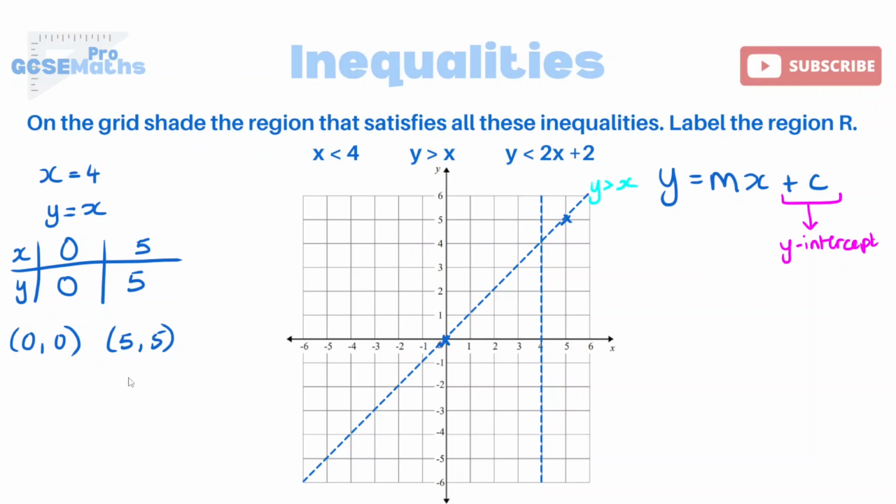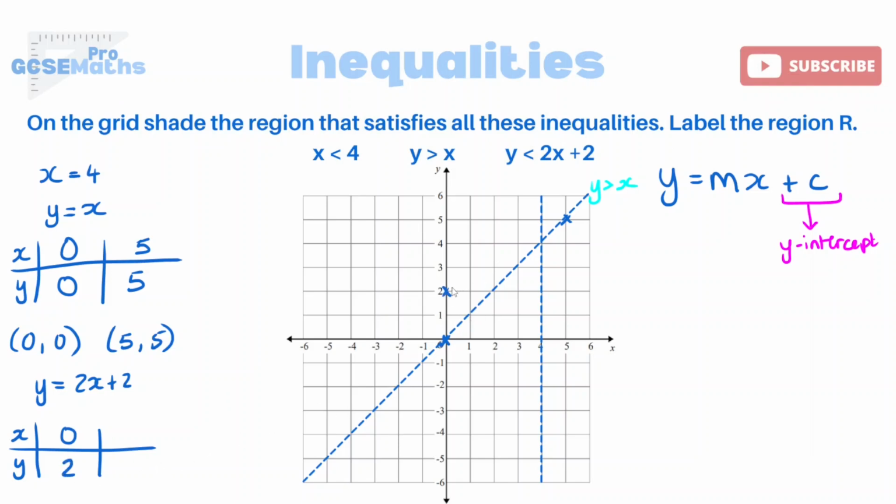And now do the same with the second one. So y equals 2x plus 2. You don't have to draw the xy table if you don't want to, but some people find it easy. So my first one, I'm going to use the y-intercept. Well, I know where x is 0, y is just going to be 2, isn't it? That is the y-intercept, so 0, 2.